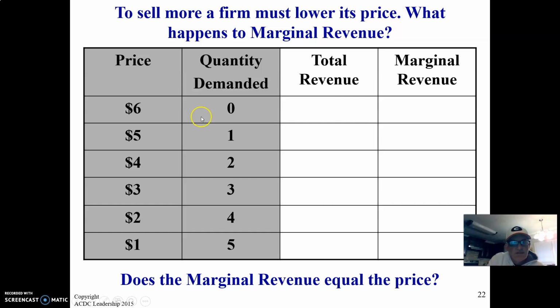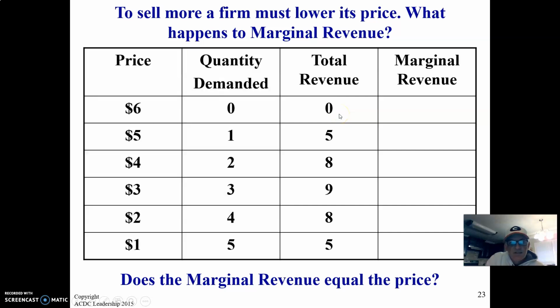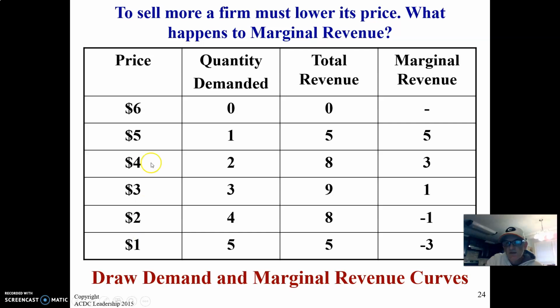$6 times 0 quantity demanded is going to give us a total revenue of 0. $5 times 1 is going to give us 5. $4 times 2, 8. 3 is 9, and you can go on down through there, and that's going to be our total revenue as we lower our price. Right? As we lower our price, we get our total revenue. All right. Then we'll take a look at our marginal revenue.